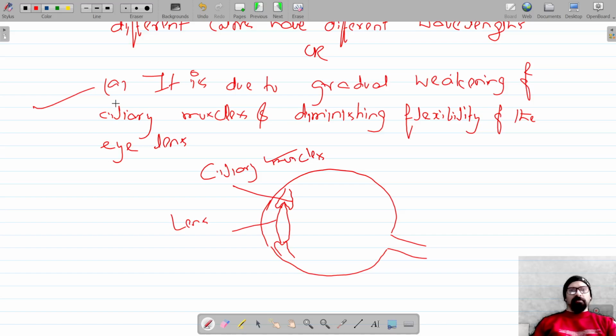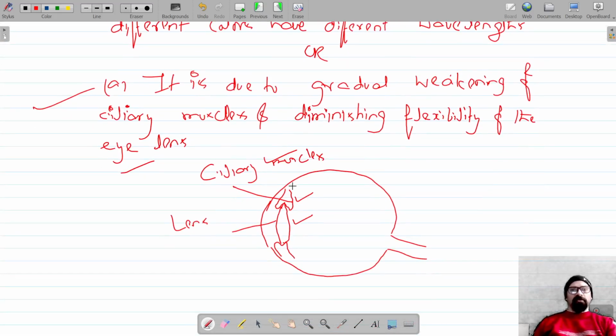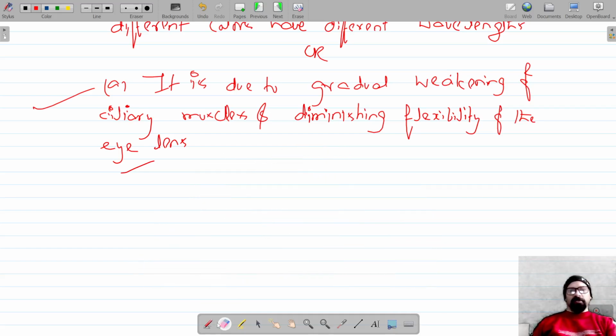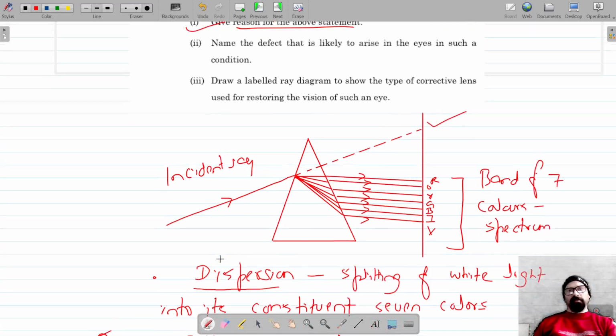Now, with the gradual weakening of the ciliary muscles, there will be a lag in time to contract or relax the ciliary muscles, and hence the thickening and thinning of the lens will take more time. This will reduce the flexibility of the eye lens, and hence we will not be able to see the far off and the nearby objects. You need not draw this diagram. I have just drawn it to explain how the ciliary muscles are holding the lens.